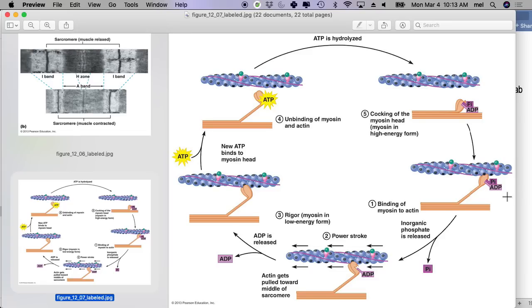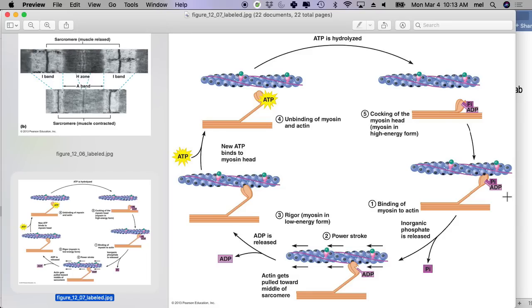Yeah, hydrolyze ATP. When you hydrolyze ATP, you break it down to ADP and phosphate. Does that make sense? Okay. That's the hydrolysis reaction we talked about at the beginning of the semester. Add water, break it down to ADP and phosphate. Everybody good? Okay. So that is cross-bridge cycling.